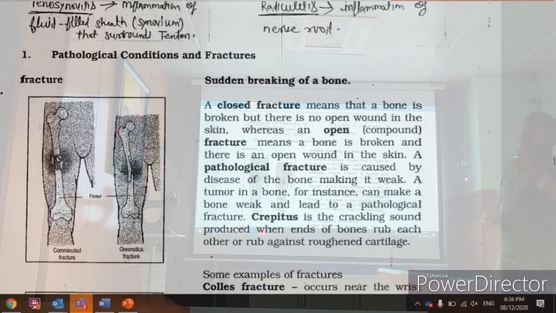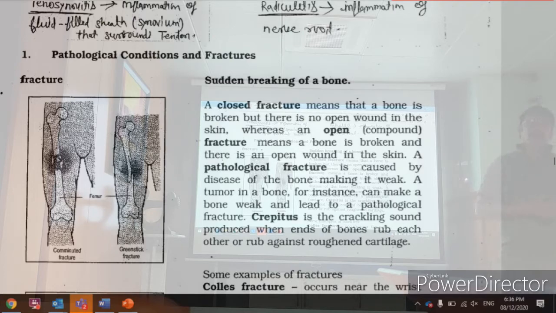One more: pathological fracture, because there is some other pathology, like some disease happens, because of a gland problem or anything, because of the disease the bone has become very soft. That is known as pathological fracture. When it becomes softer, the bone can become weak and usually a crepitus, meaning a crackling sound, will come when you press it. That is known as crepitus, when the bones rub against each other.